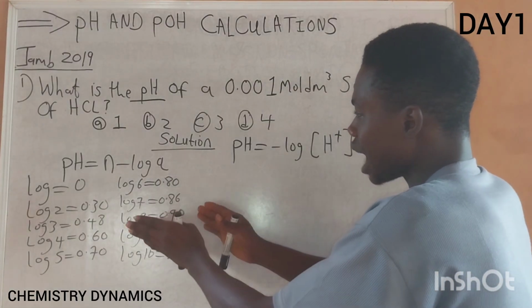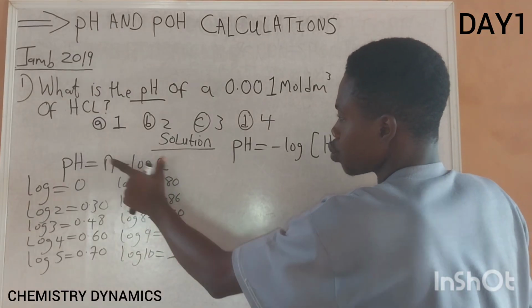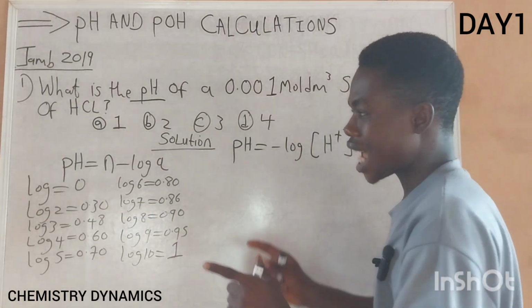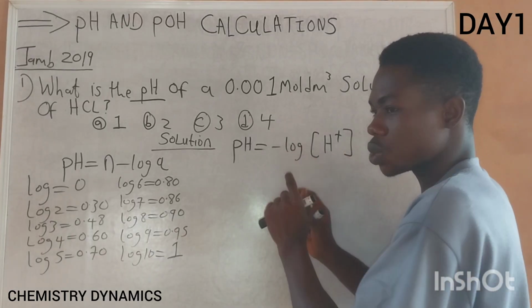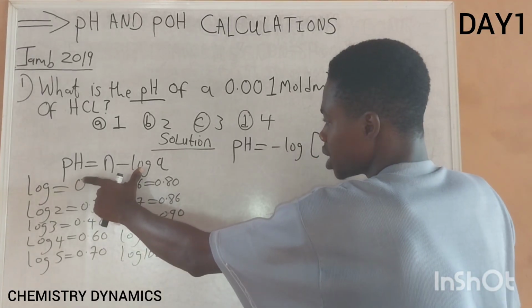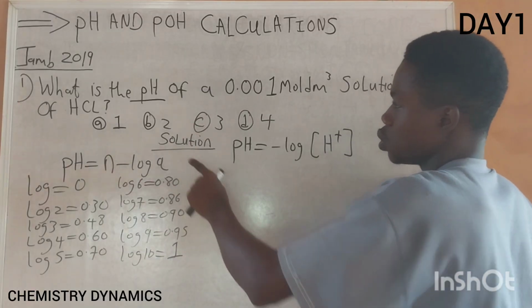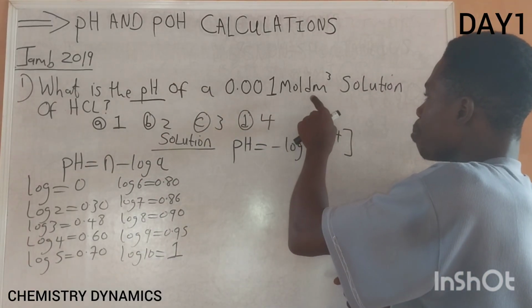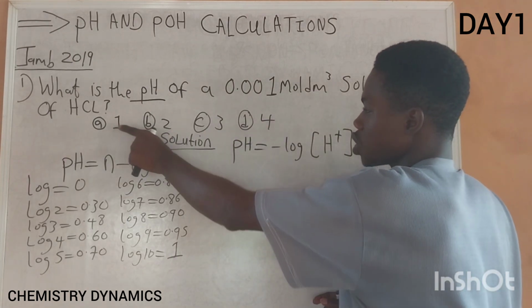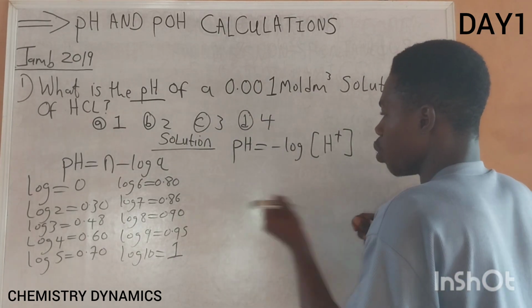Now, having brought this out, let's use this formula to calculate pH. Don't forget, I told you earlier that I'll be showing us a simple formula for calculating pH with ease. This happens to be the simple formula. Now let's come back to the question. The question says, what is the pH of a 0.001 mole per dm cube solution of hydrochloric acid? Now we're being asked to find pH.